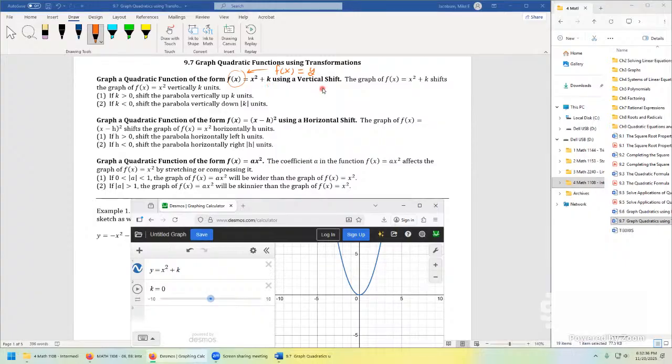It says it's a vertical shift. It says if k is positive, the parabola x squared is going to be shifted vertically up k units. If it's negative, it'll be shifted vertically down absolute value of k units. So let's see that in action. If k is, say, 3, it went up 3 units. And if we shift it down to, say, -3, there we go, it went down 3 units.